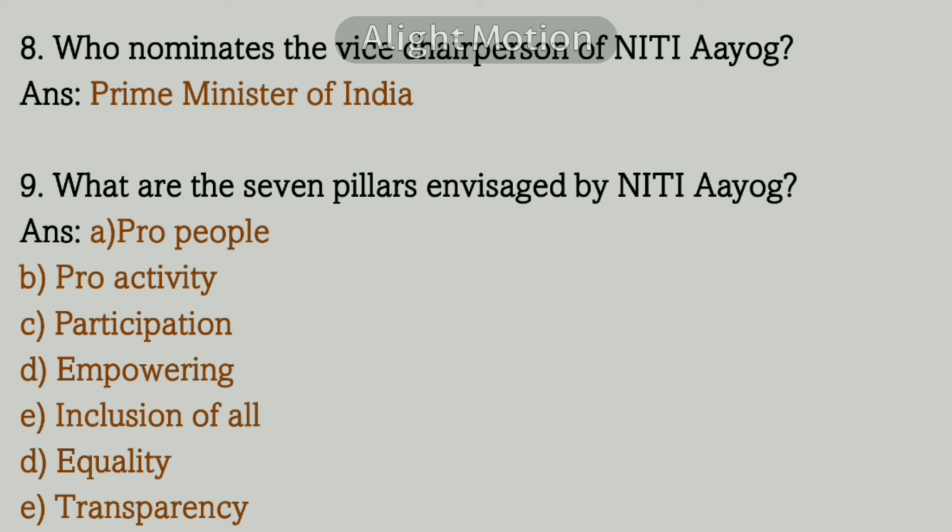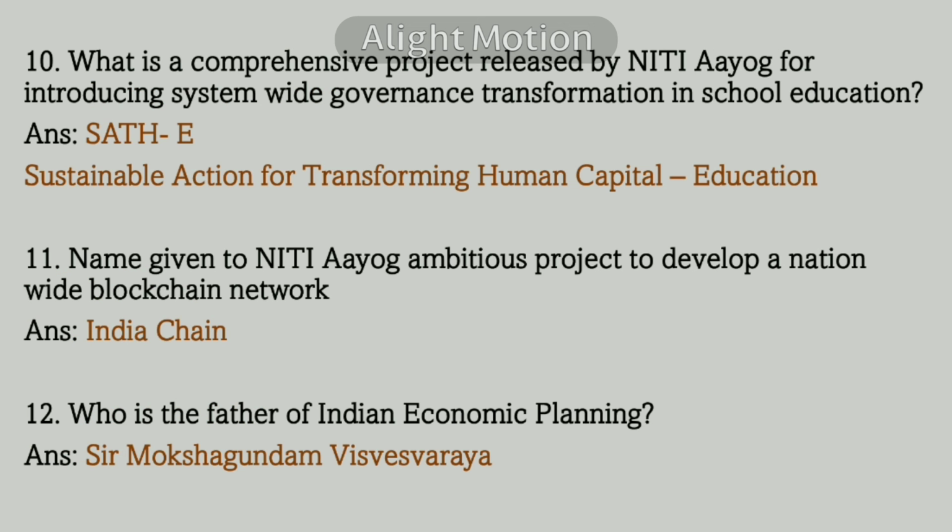Okay, so what are the 7 pillars emphasized by NITI Aayog? Pro people, pro activity, participation, empowering, inclusion of all, equality and transparency are the 7 pillars of NITI Aayog. Okay, what is the comprehensive project released by NITI Aayog for introducing system-wide governance transformation in school education? The comprehensive project is SATH-E, that is Sustainable Action for Transforming Human Capital in the Field of Education.